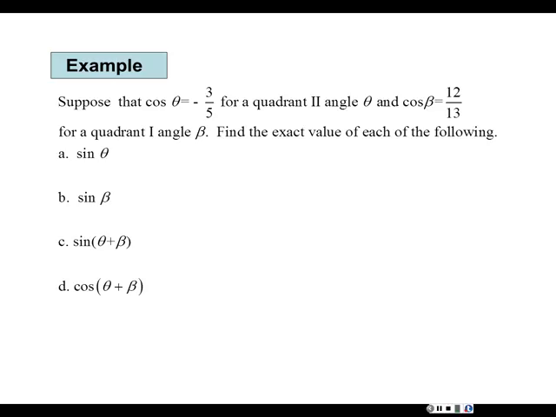So sine theta is the square root of 1 minus cos square theta, just from the previous identities. And we apply the cosine here, which is negative 3 over 5 whole square. The rest is just algebra: 1 minus 9 over 25, and you will end up with 4 over 5.